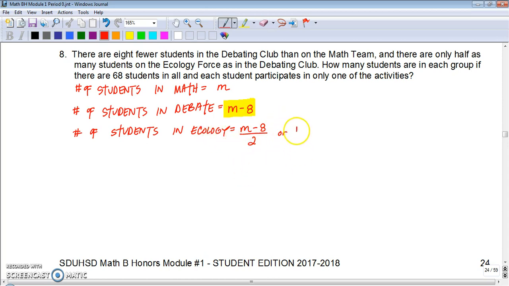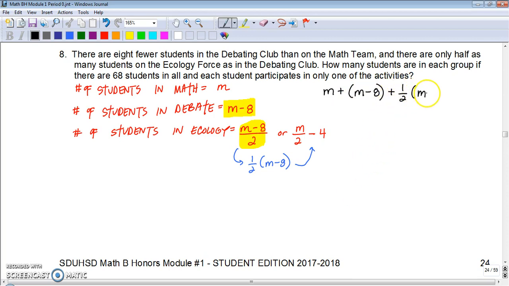Or we could do m over 2 minus, and take half of 8, which would be 4. Either of those would work. This seems like the most obvious one. We could also do 1/2 times (m minus 8), which would explain where that came from. So our equation is we're going to sum up all of the clubs. The first club is math, the second club is debate, and the third club is ecology.